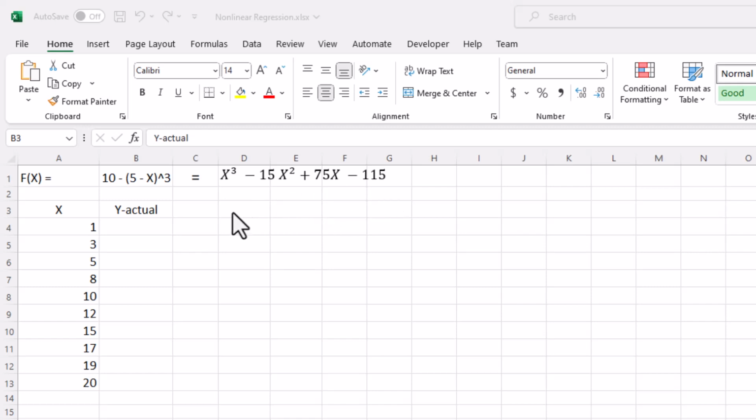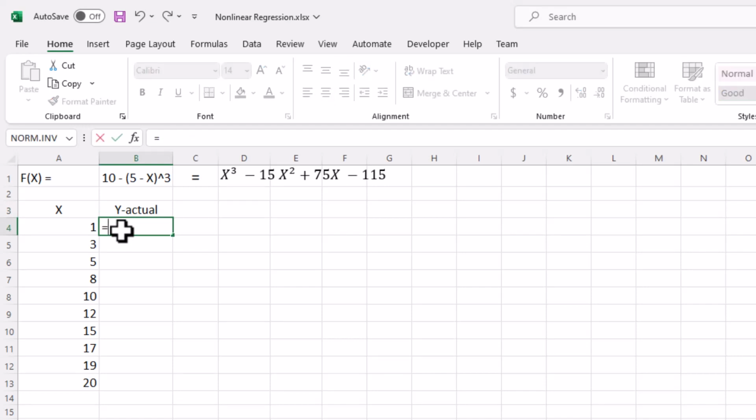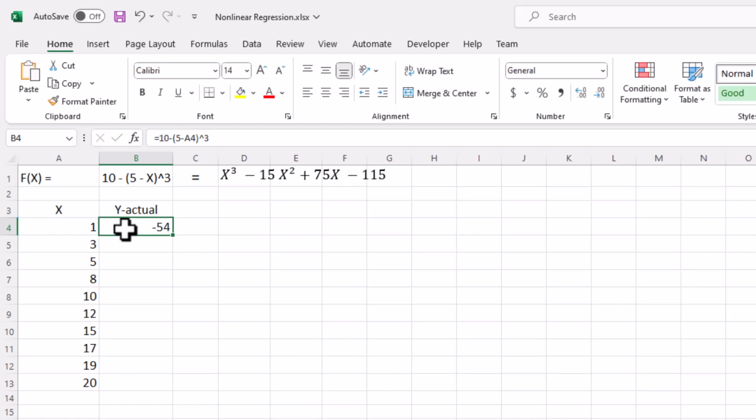So let's use this function to generate the actual y values. I've selected an arbitrary set of x values. So the actual y value in the first one is going to be equal to 10 minus (5 minus the x value) raised to the power of 3. And I can just copy this formula down all the way to the last data point, and these will be my y values.